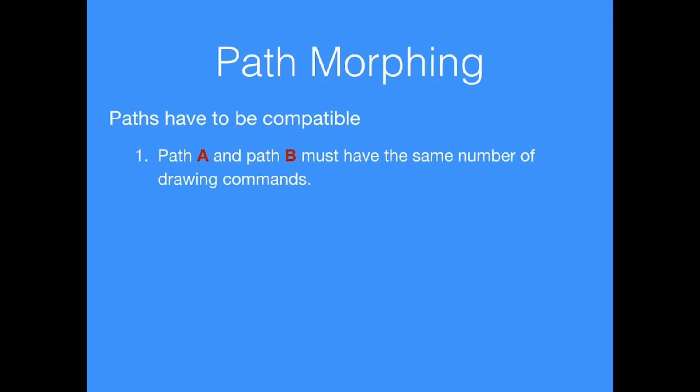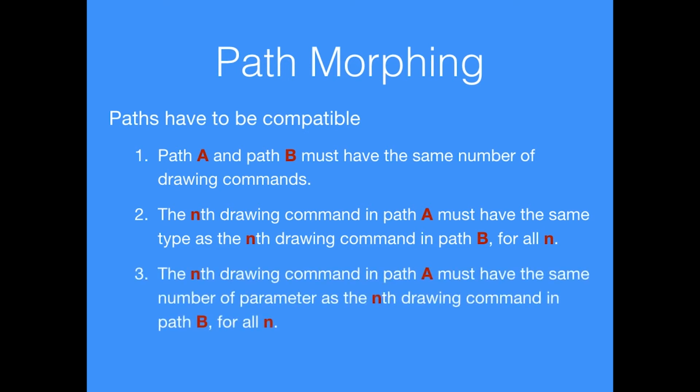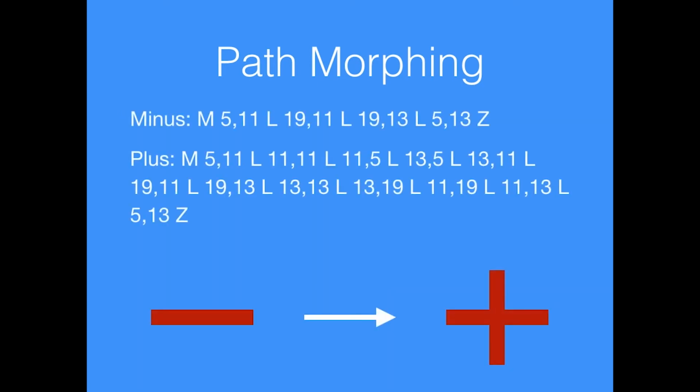It means that the first path and the second path must have the same number of commands. It also means that the nth drawing command in the first path must have the same type as the nth drawing command in the second path for all n. And it means that the nth drawing command in the first path must also have the same number of parameters as the nth drawing command in the second path for all n. So that's not really easy to achieve.